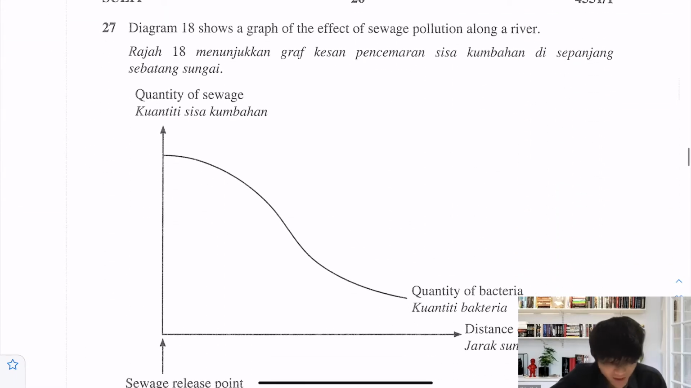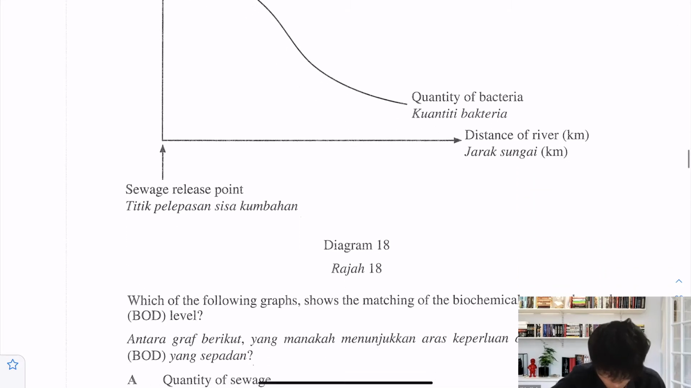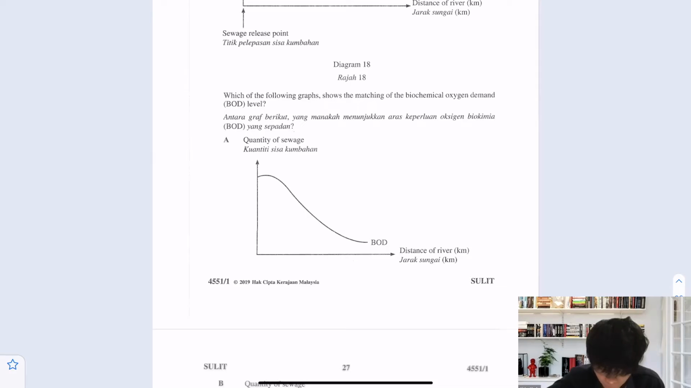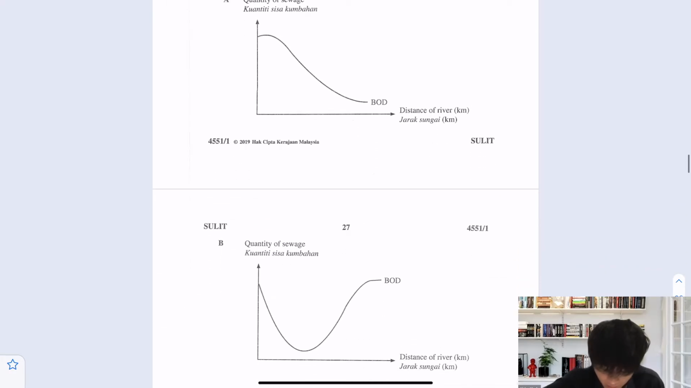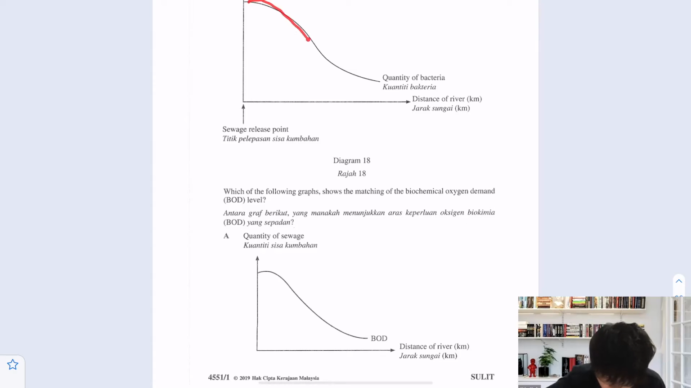Okay, so next, let's look at 27. For 27, sewage pollution along a river. Which of the following shows the matching of biochemical oxygen demand, BOD, level? As for BOD level, I have A, I have B, so BOD goes back up. So quantity of sewage and quantity of bacteria. Okay, so this is your quantity of bacteria.